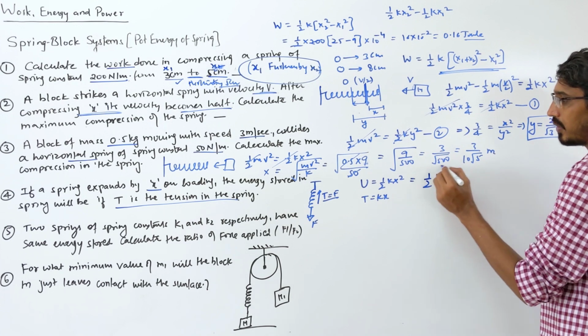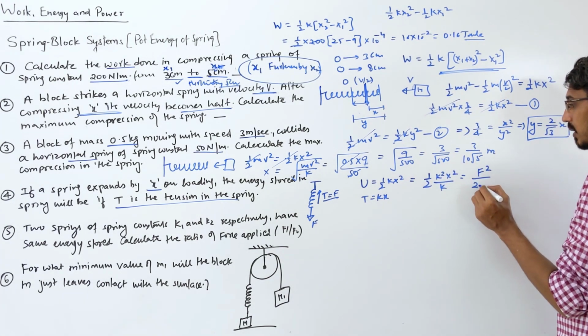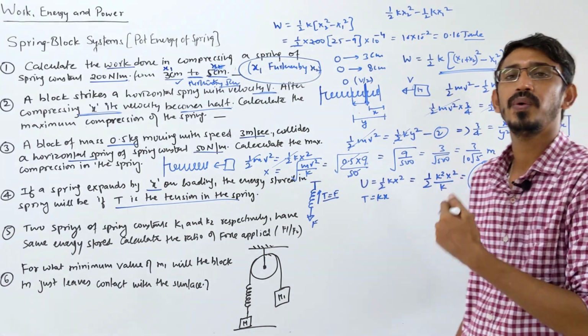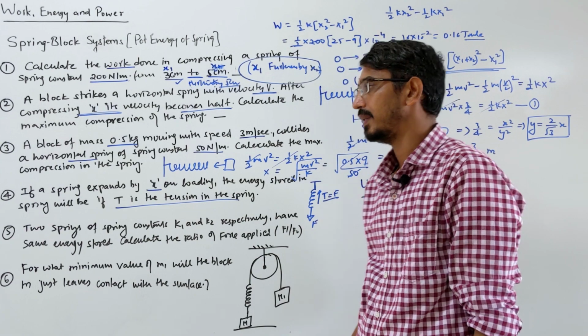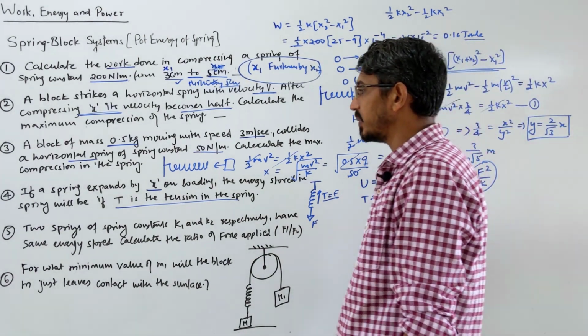So this is nothing but your tension square or spring force square. So it becomes F square upon 2k. That's your energy stored in terms of force simply. Correct now? And this was asked recently in our exam, be careful. Okay, let's move to fifth problem.